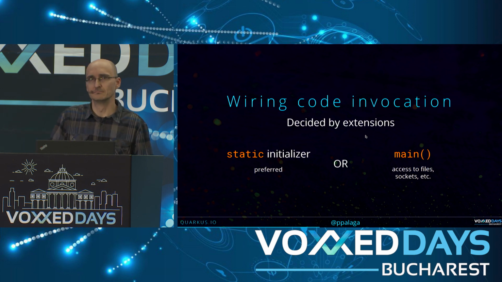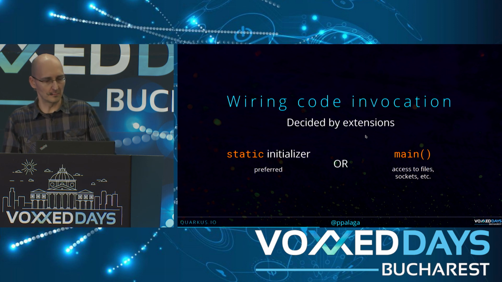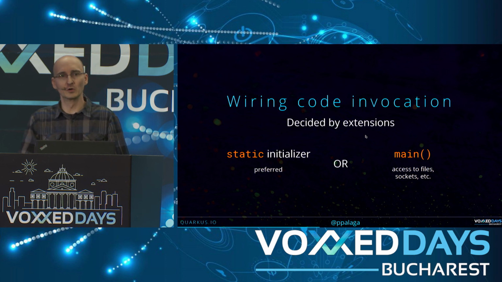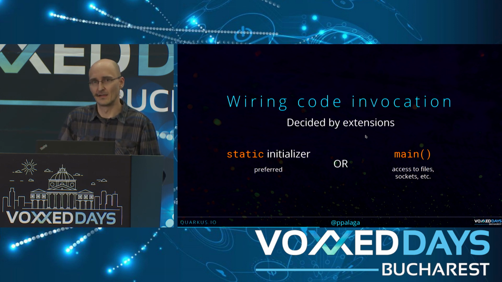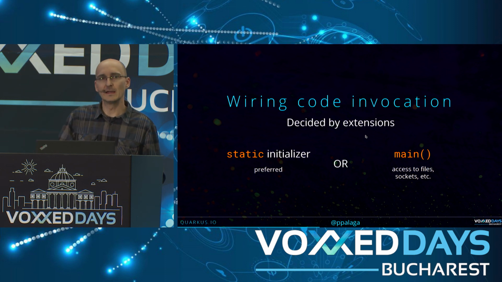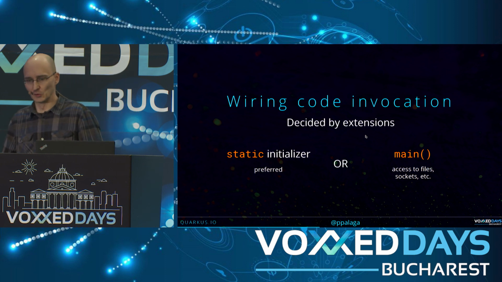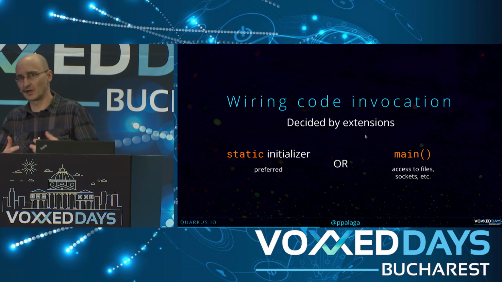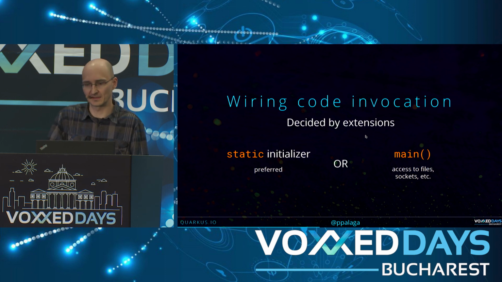Because there's an option for you to use GraalVM later, and because GraalVM is able to perform further optimizations with static initializers, putting this wiring code into the initializers is preferred. When it's not preferred or not possible, it's only when there's some access to files or sockets or other runtime resources necessary, right? So if you need to open a socket or read a file at runtime, you need to place that code in main, not in a static initializer.